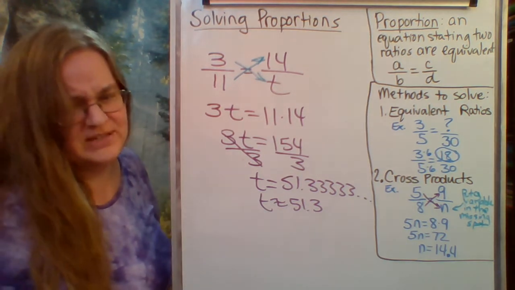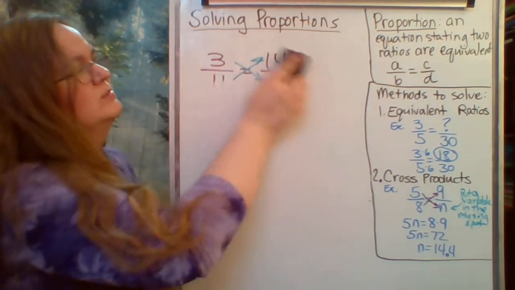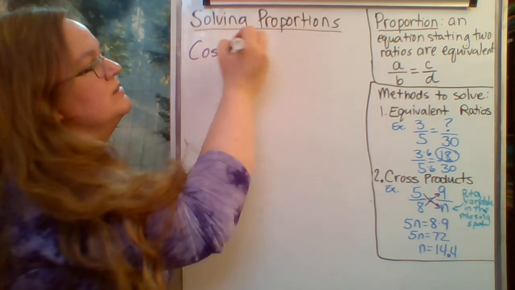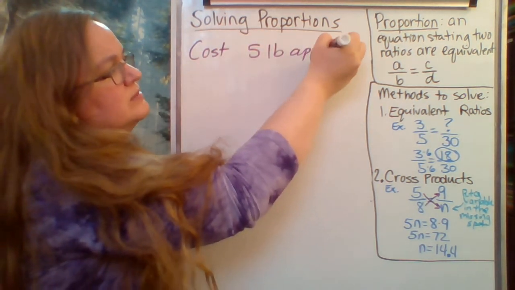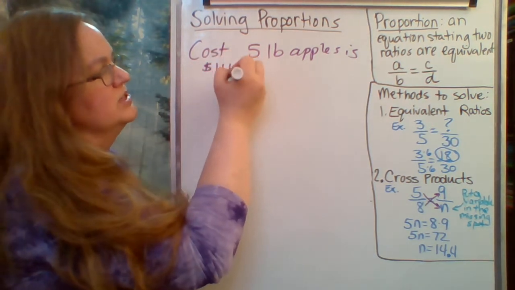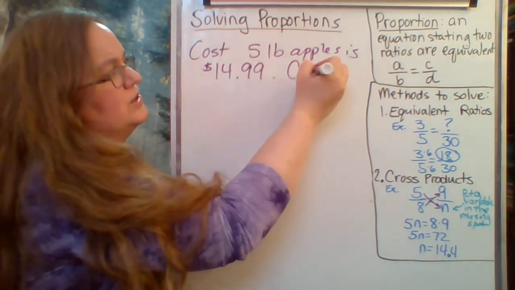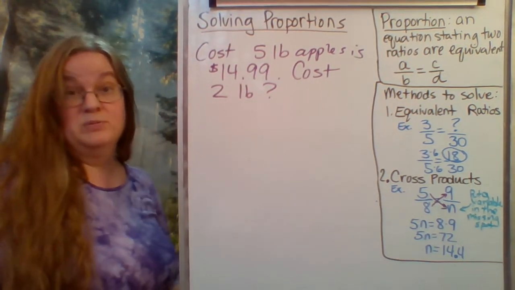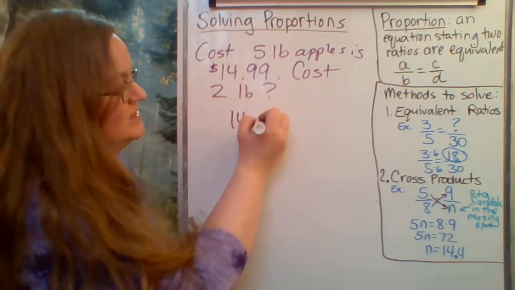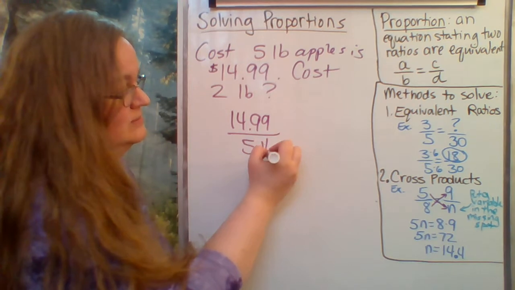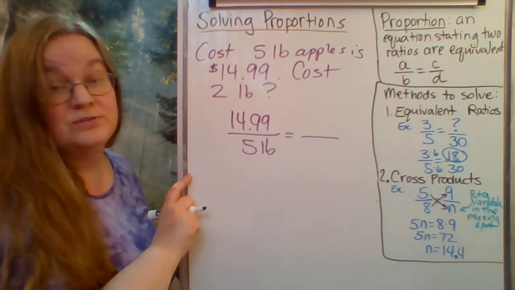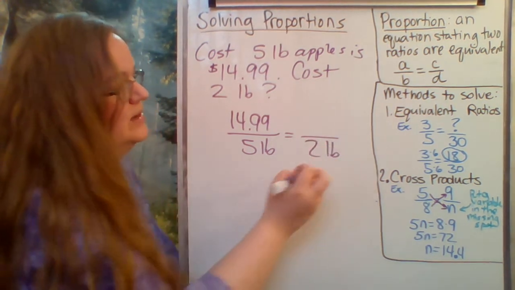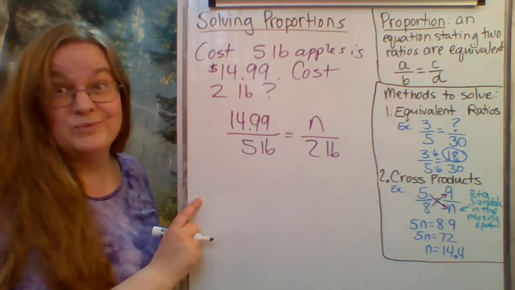Okay. Let's look at another example. Let's say I have a kind of word problem. I'm not going to write out the whole word problem, but let's say I know that the cost of 5 pounds of apples is $14.99, and I want to know the cost of 2 pounds of those apples. So what do I do? I set up a proportion. The cost for 5 pounds, and I'm looking for 2 pounds, so pounds is in the denominator here, so what goes here? Pounds. And I don't know the cost yet, so I put N for mystery number.